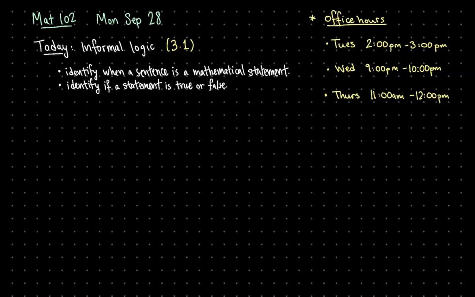So what I want to go over today is how to look at a sentence and see is it a mathematical statement or not, because sometimes we write ambiguous things or imprecise things. The second thing I want to go on is when you have a statement, how do you know if it's true or false? Can you identify that? Sometimes you can't identify. Okay, so let's get started. What exactly is a mathematical statement?